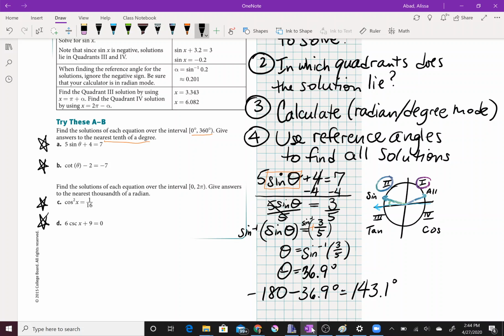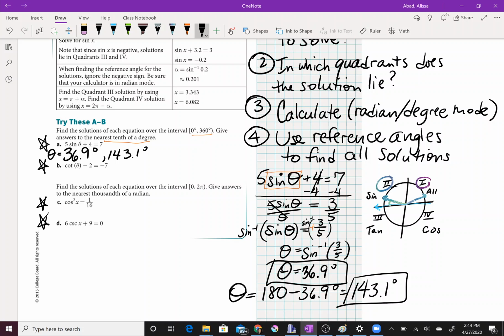Okay, so I have theta is equal to 36.9 degrees and 143.1 degrees. So that would be our first problem here. And I'll just say theta equals this and this. Okay, I'm going to skip over this one for now, but let's take a look at another one of these.